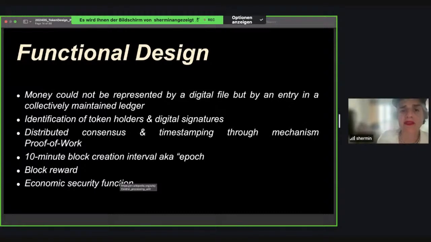Identification, another design question, was how to create identity systems and password management in the absence of central coordinators. So the decision was to use public key infrastructure, but not centralized public key infrastructure, but decentralized public key infrastructure, where token holders would be identified through a blockchain address, and with their public and private key could generate digital signatures to authenticate themselves.